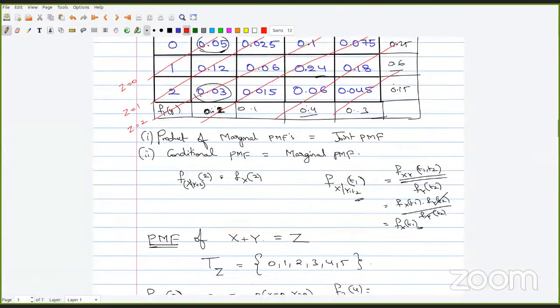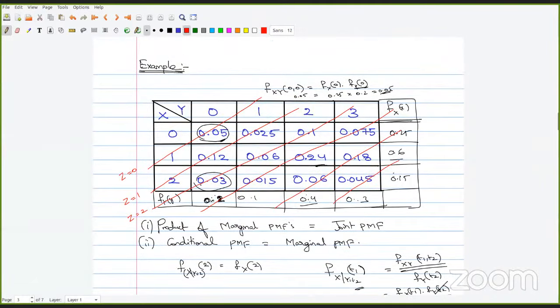Now for 3, you just have to check what all the possible cases are. For 3, X can be 2 and Y can be 1, X can be 1, Y can be 2, X can be 0, Y can be 3. Correct? These are the three possible cases for which Z, the sum, can be 3.